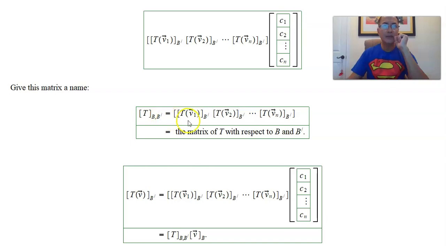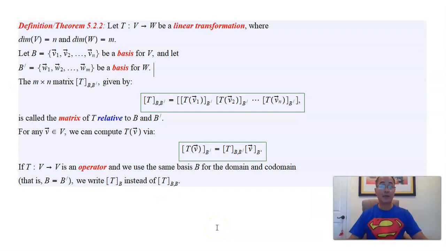Okay, so we see B prime again in these columns, but the V's, V1, V2 through Vn, those are the vectors in B, the basis for the domain. Okay, so how do we use this matrix? We form this matrix product, and what we get is the coordinate matrix of T of V with respect to B prime. Okay, so there's a lot going on in there, and we will summarize all of that into this theorem.